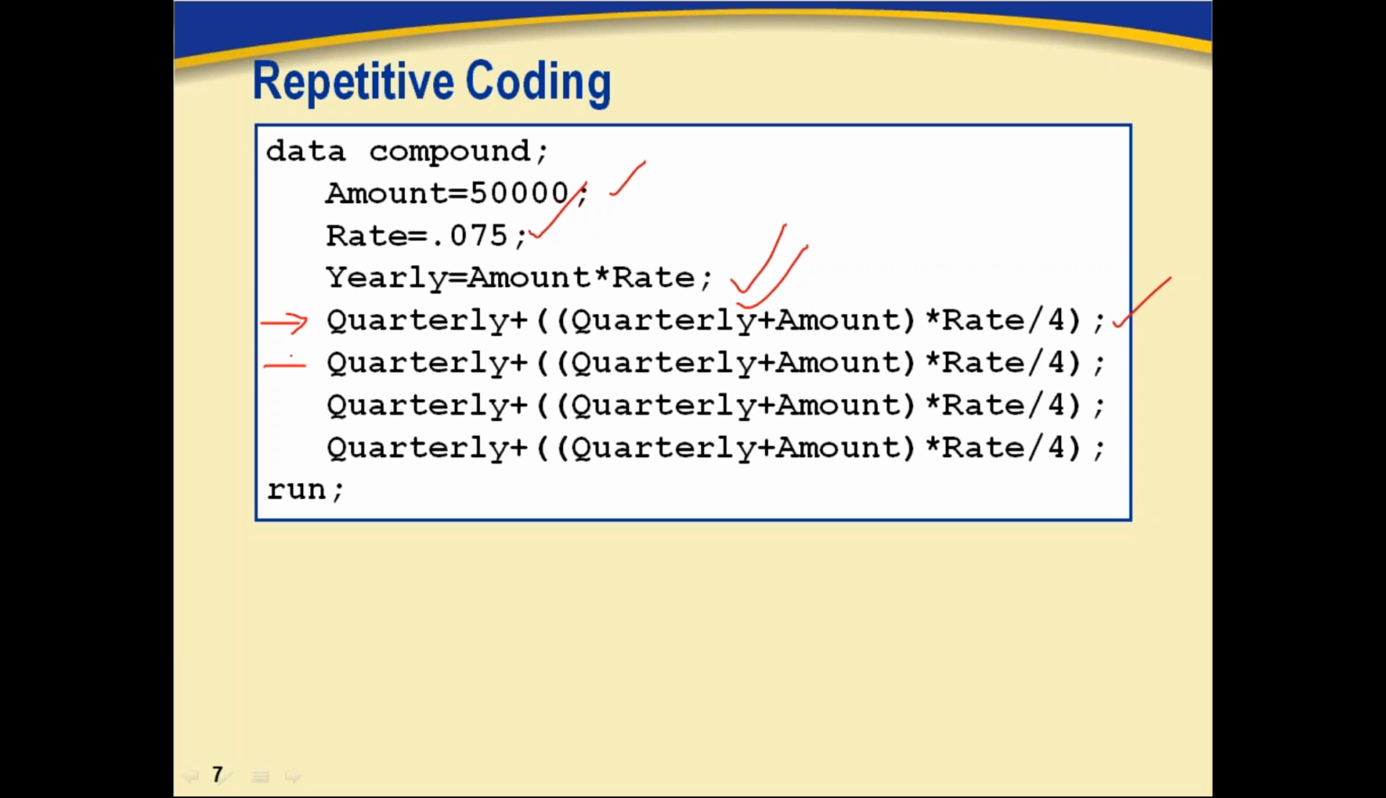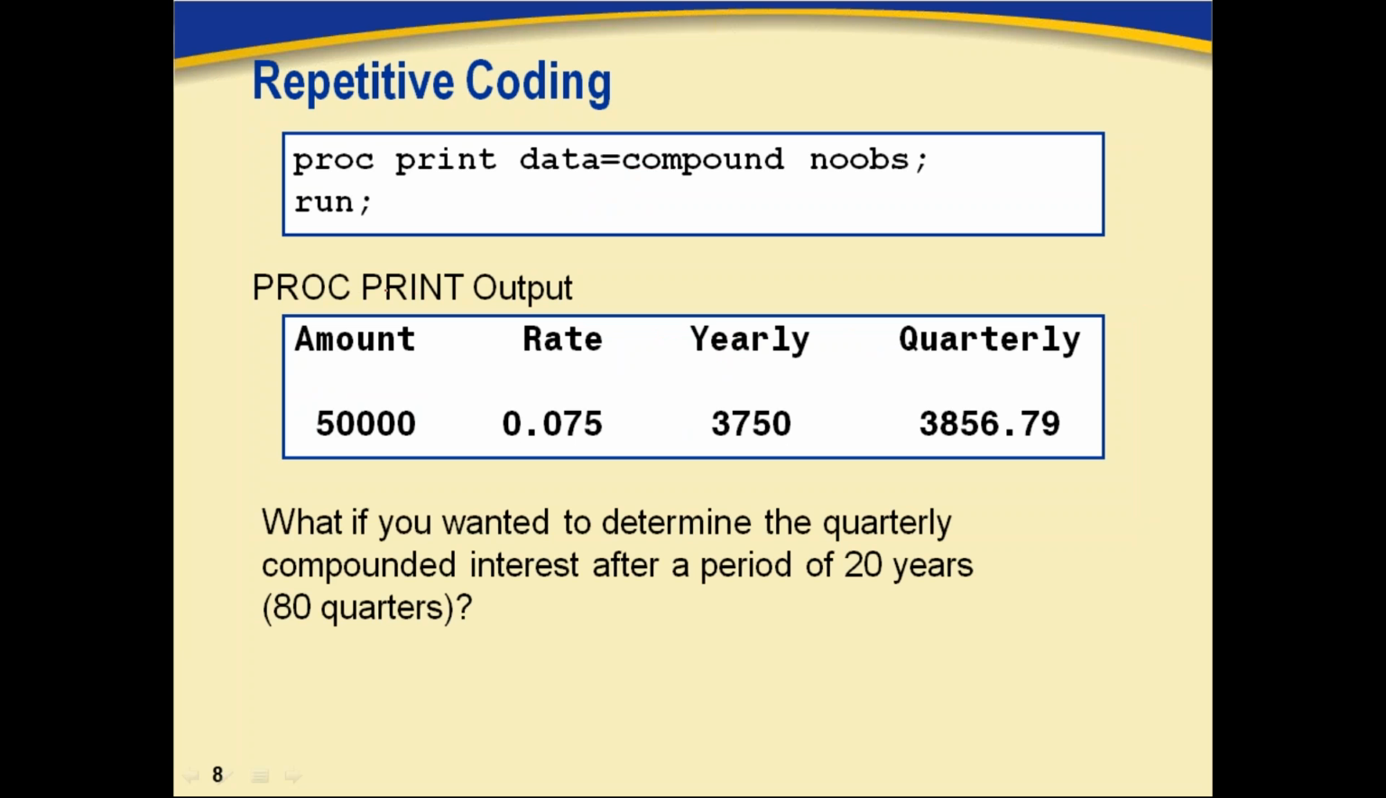And when it executes initially, this quarterly value is not available, right? It is not initialized anywhere. So this quarterly variable will have 0, and it will perform the calculations. When it executes the second statement, you will have some value in quarterly, so it will pick that value and perform the calculation. So when you print it, this will be your output: amount, rate, yearly interest, and quarterly.